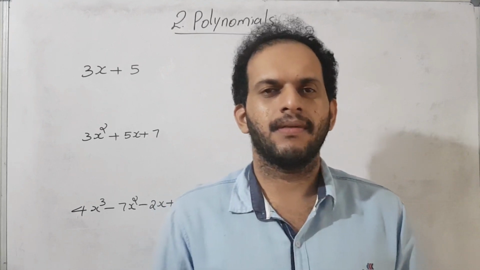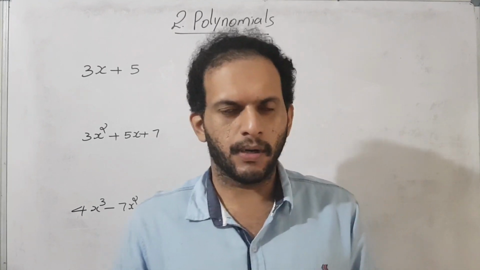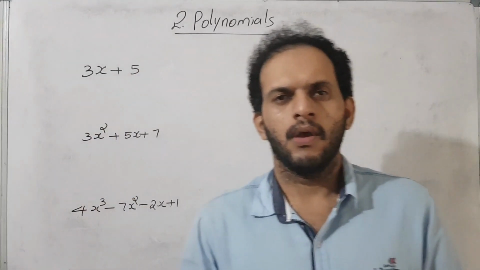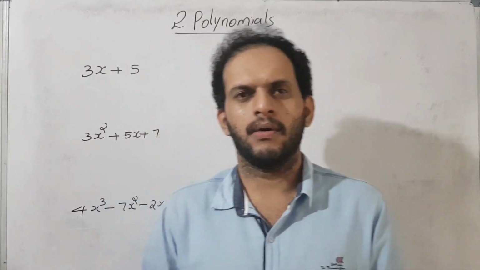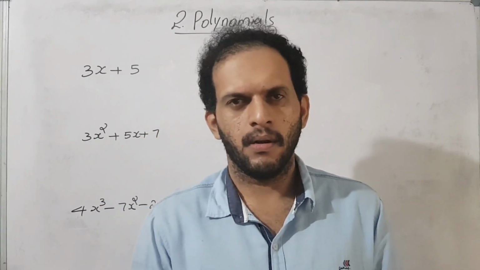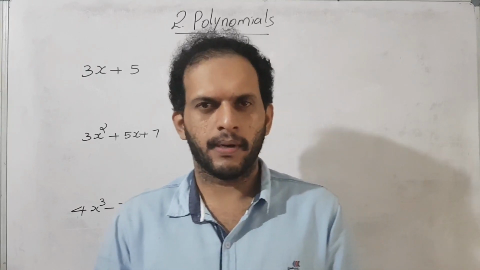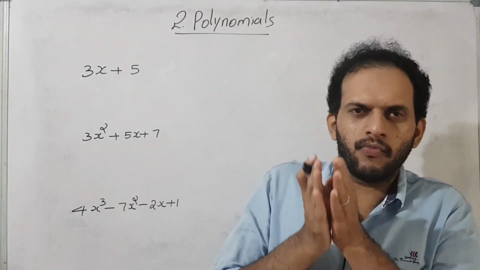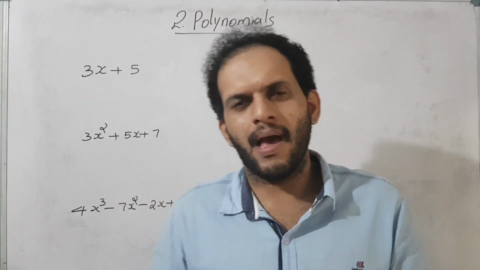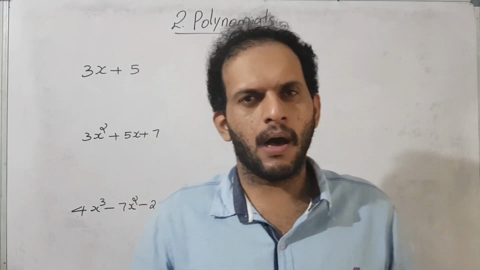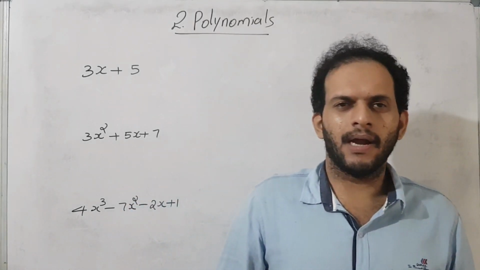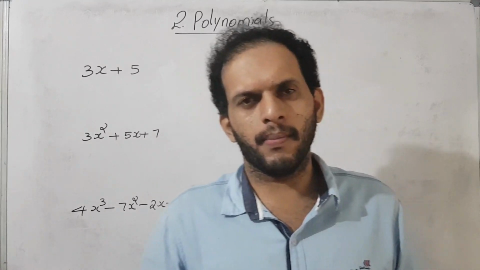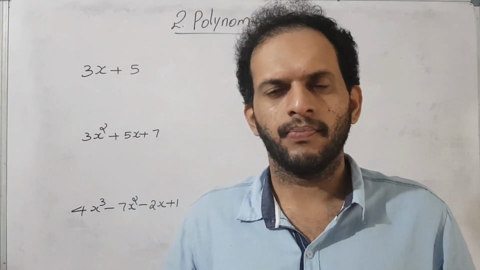Next, we are discussing our next chapter. The chapter name is polynomial. We already discussed last year what we mean by a polynomial. What is a polynomial in one variable? It is an algebraic expression in which we use only one variable and the powers of the variable are only whole numbers. That type of expression is called a polynomial in one variable, correct?